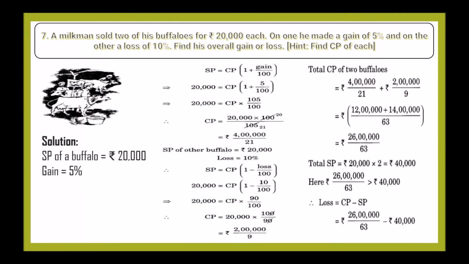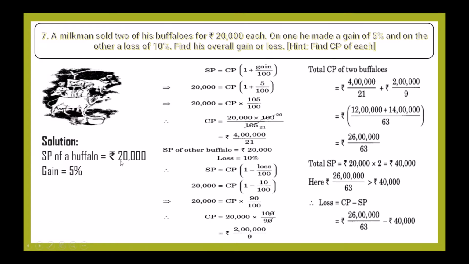Seventh question. A milkman sold two of his buffaloes for rupees 20,000 each. On one he made a gain of 5% and on the other a loss of 10%. Find his overall gain or loss. Hint: find the CP of each.